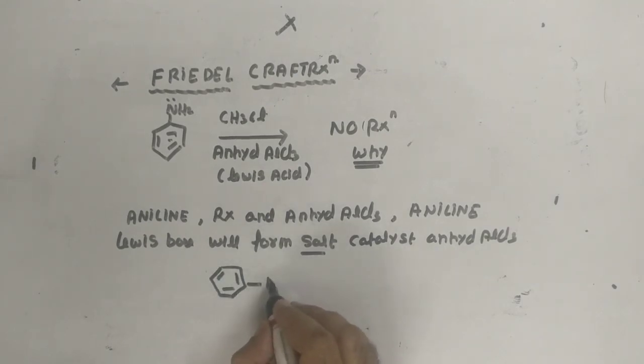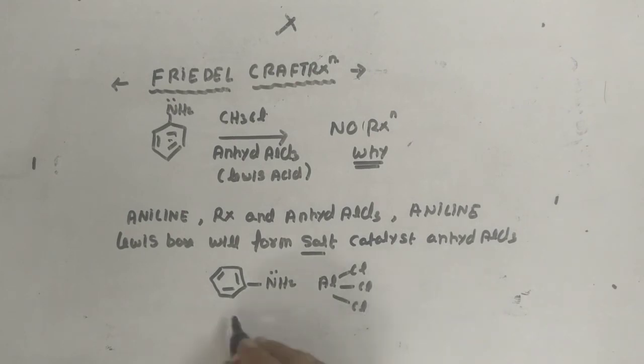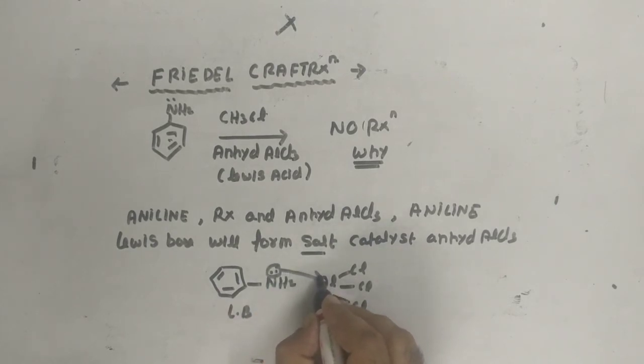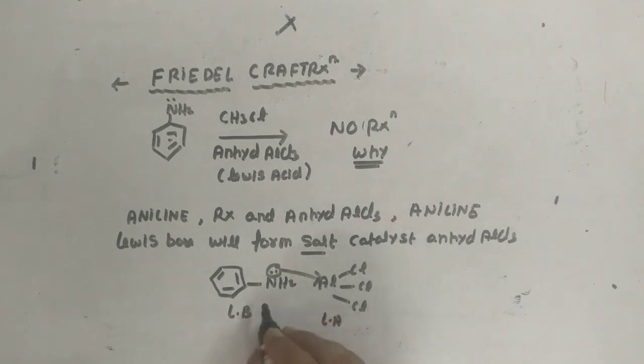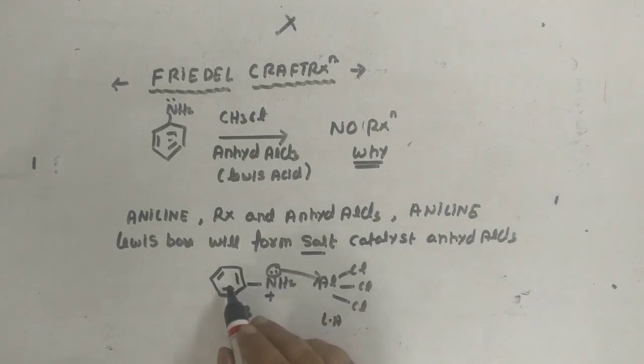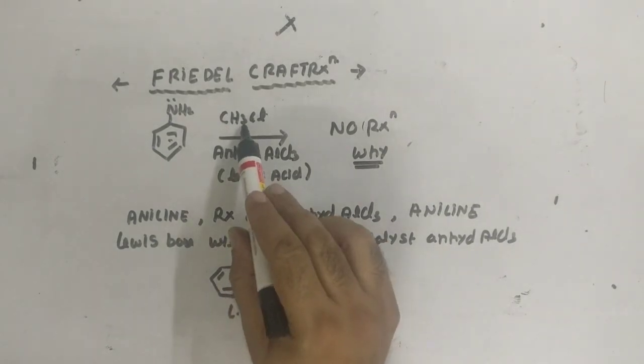So we have NH2 with a lone pair. This is AlCl3, an electron deficient compound. This is a Lewis base and this is a Lewis acid. So it gives electrons to the AlCl3 and forms a coordinate covalent bond. As it gives electrons to AlCl3, the nitrogen will get a positive charge. And this positively charged group is going to deactivate the benzene ring towards electrophilic substitution reaction. N gets a positive charge, it becomes an electron withdrawing group, and as a result it will deactivate the benzene ring towards the reaction with CH3Cl.